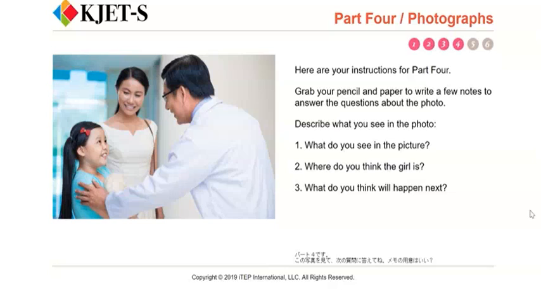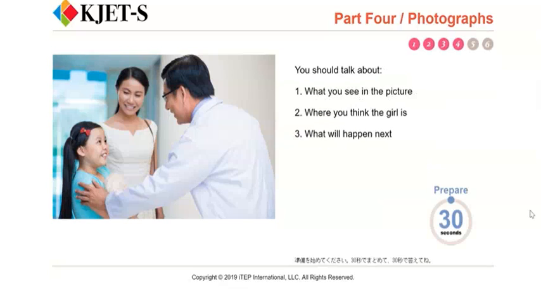Here are your instructions for part 4. Grab your pencil and paper to write a few notes to answer the questions about the photo. Describe what you see in the photo. 1. What do you see in the picture? 2. Where do you think the girl is? 3. What do you think will happen next? Please begin your preparation. You have 30 seconds to prepare and 30 seconds to speak.